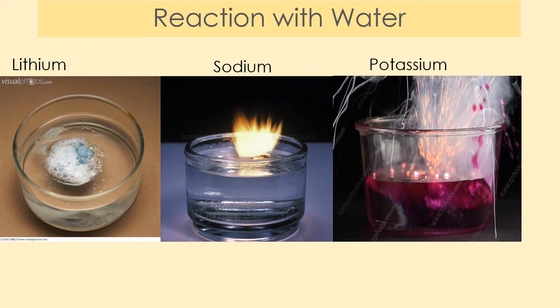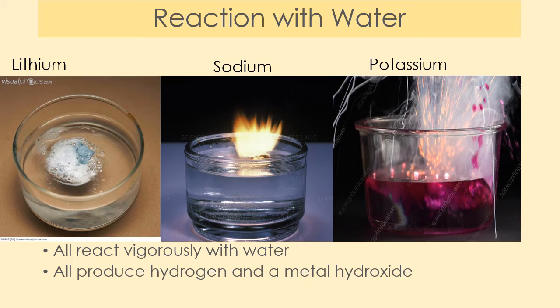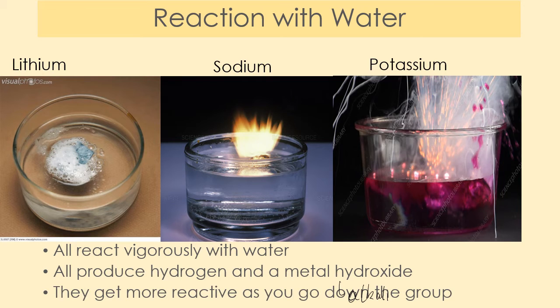Now, with these, when they react with water, we will produce hydrogen, which is a gas that is given off, and a metal hydroxide. This metal hydroxide is an alkali. This is why they're called the alkali metals, because they produce a metal alkali. And they get more reactive as we go down the group.